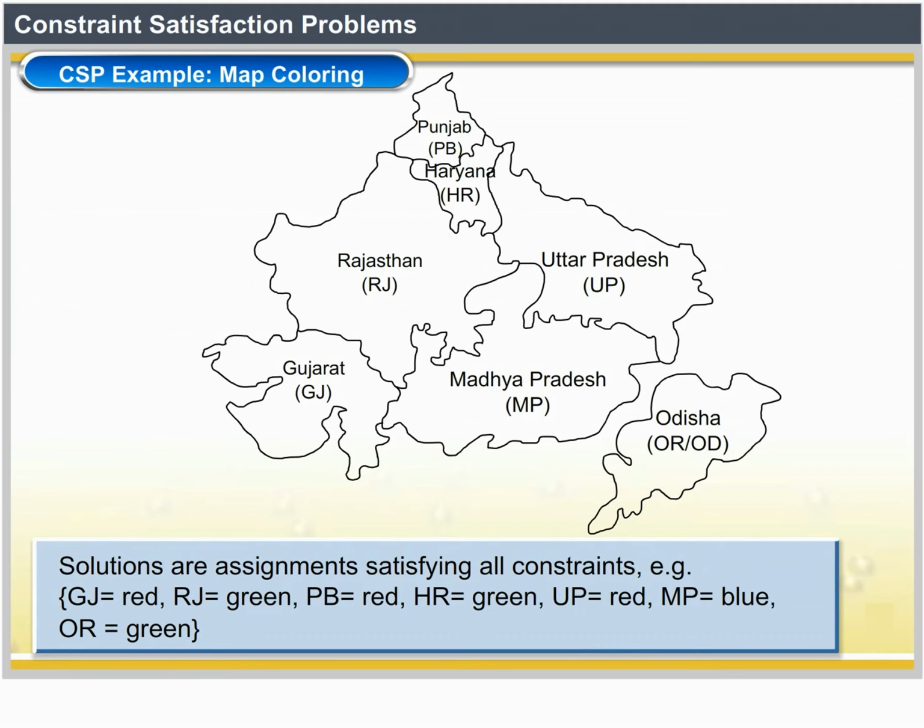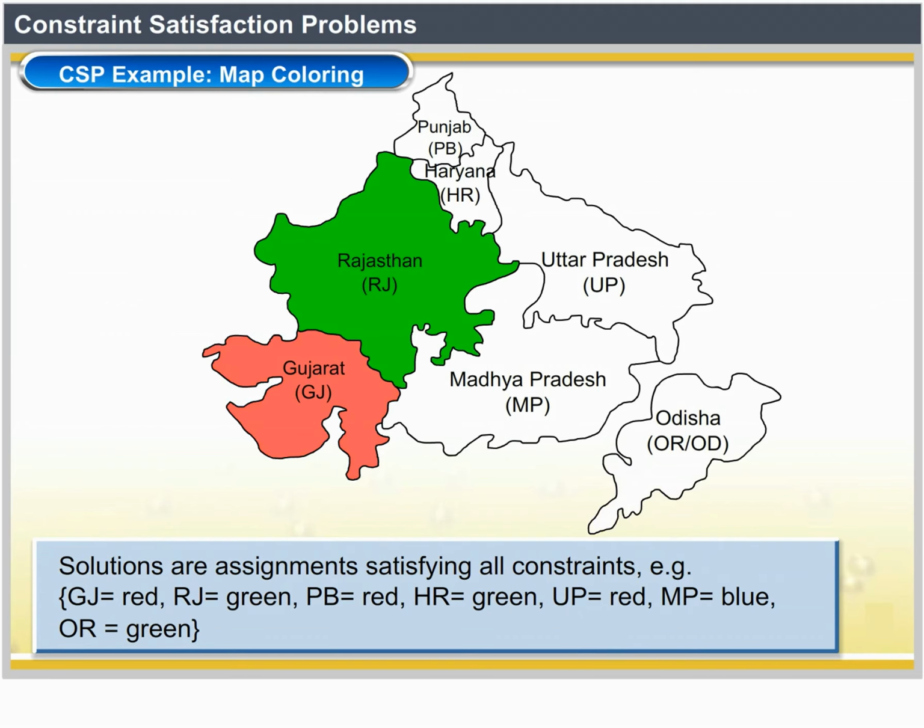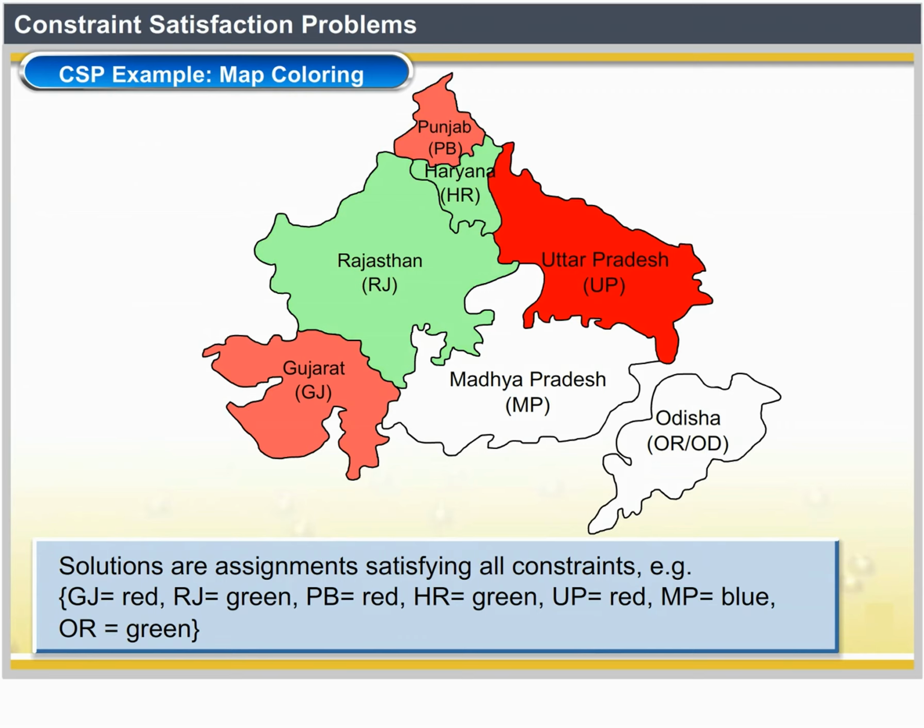Example: Gujarat is equal to red, Rajasthan is equal to green, Punjab is equal to red, Haryana is equal to green, UP is equal to red, Madhya Pradesh is equal to blue, Orissa is equal to green.